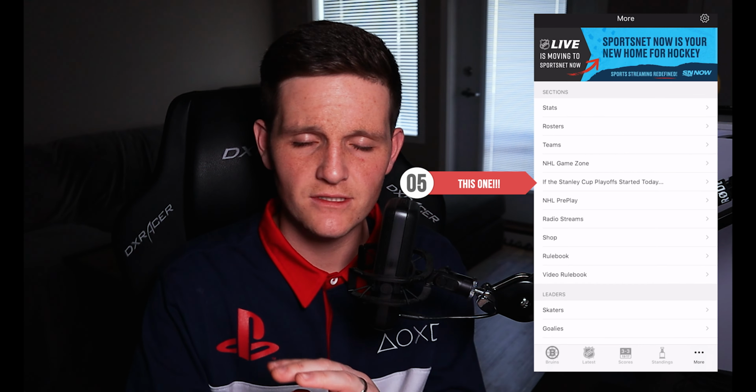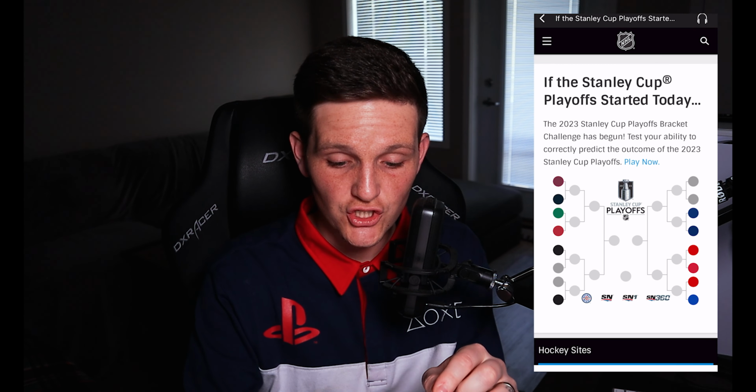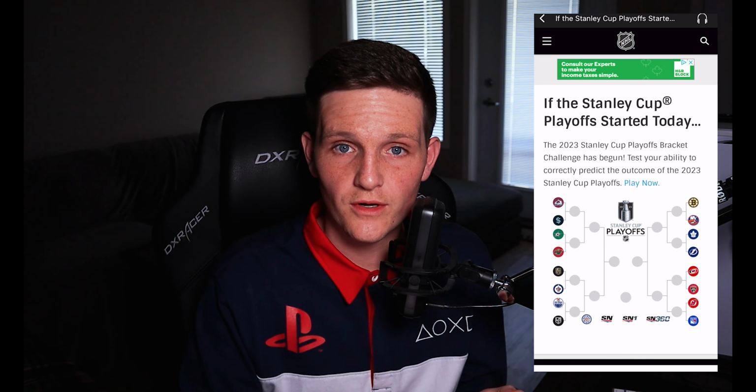And if you look at that more tab, your fifth option down, which I think is new this year, I've never seen this before. It's not on the website. It's only on the app. You're going to click on that, and as of today, it is going to show you who is playing who, and they will adjust this accordingly day by day.